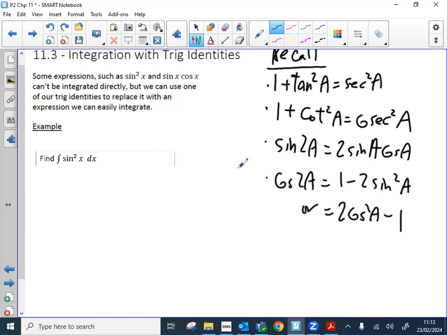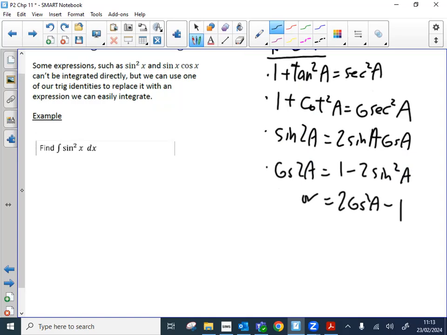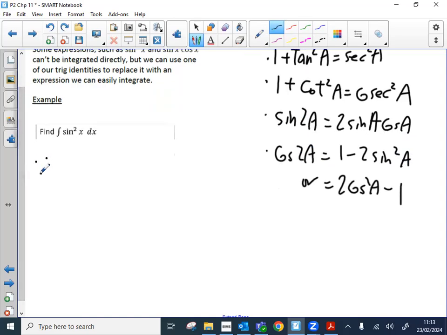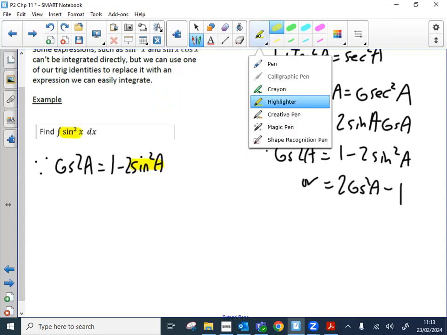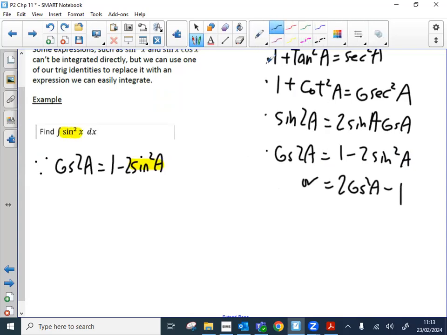The only thing about sine squared we can use is this one. Cos 2a equals 1 minus 2 sine squared a. So I'm going to write it in here, because cos 2a equals 1 minus 2 sine squared a. Now, if you compare the question, you can see the question is asking for the integral of sine squared x. So sine squared should be the subject.